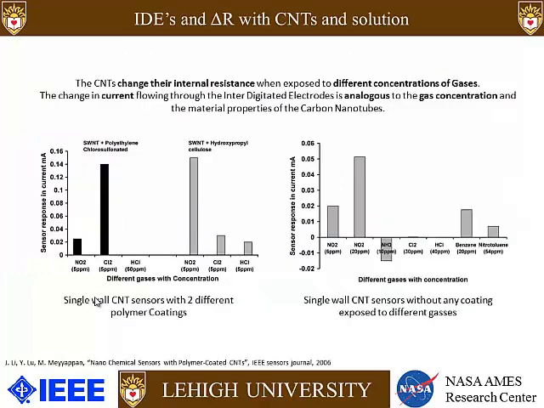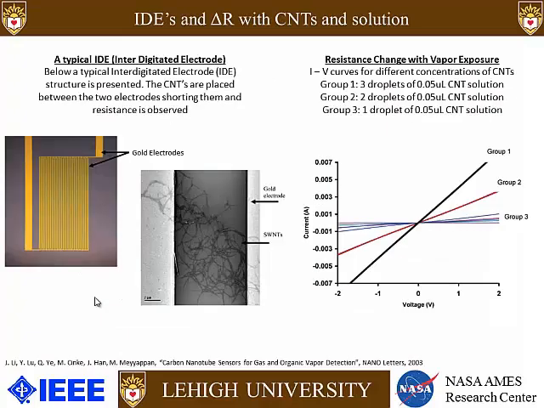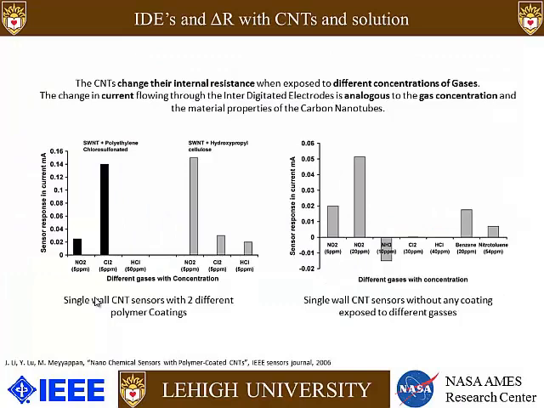Some of their data are also presented here, where the carbon nanotubes change their internal resistance when exposed to different concentrations of gases. Not only do you observe the baseline resistance, as you can see here, for the different concentrations of carbon nanotubes deposited on top of the inter-digitated electrodes, but they also change the current flowing through them. And the current flowing through them is always analogous to the gas concentration and the material properties of the carbon nanotube sensors.